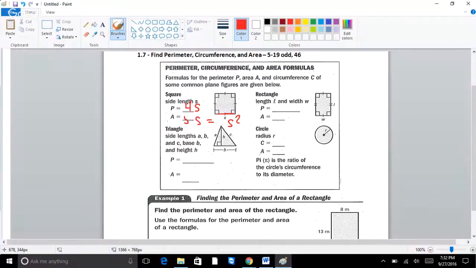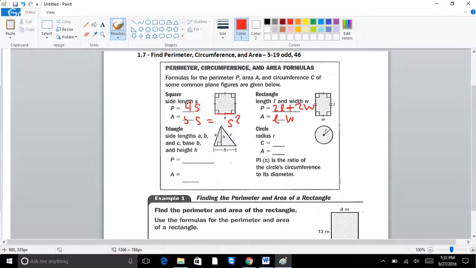Then we have a triangle. Well, let's switch over to the rectangle. So the perimeter of a rectangle, we don't have 4 sides the same. We have the width and the length. The perimeter of a rectangle is 2 times the length plus 2 times the width. Okay, and the area is length times width.